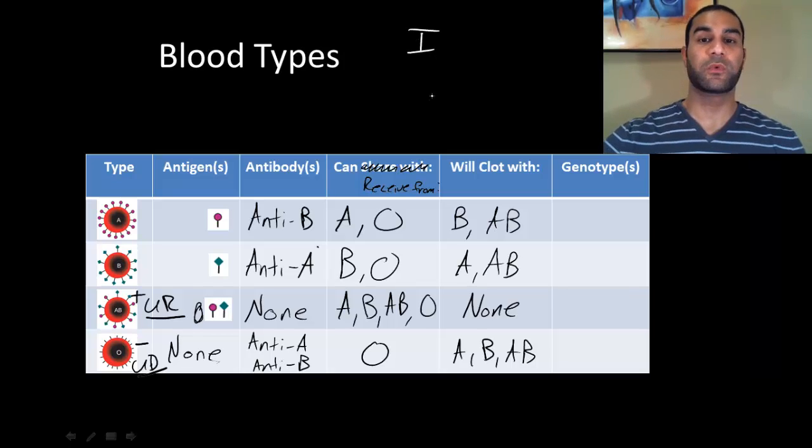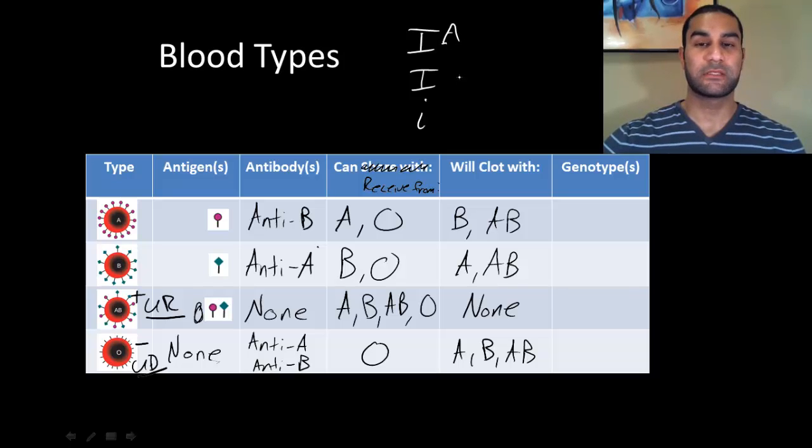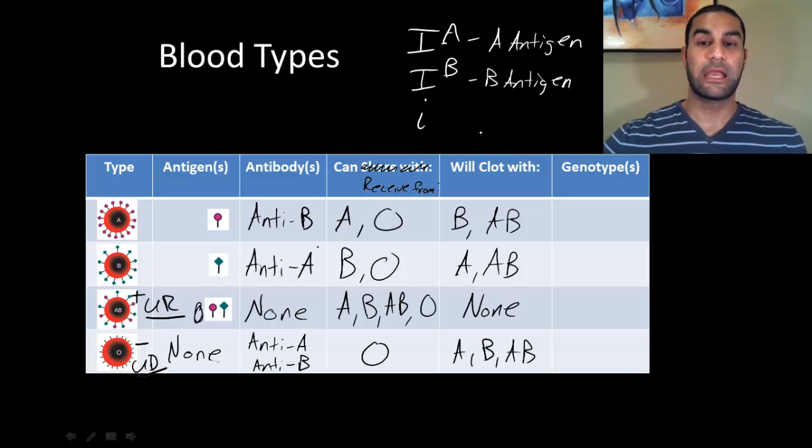So instead of there just being one capital and one lowercase, there are actually two possible dominant alleles, and then there's one possible recessive. So there's an IA that's considered the dominant for the A antigen. There's the IB that's the dominant for the B antigen, and then there's the recessive i, which represents no new antigen. So the IA represents the A antigen. The IB represents the B antigen. And the recessive i represents no new antigens.